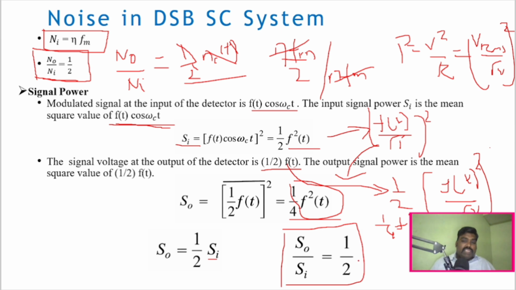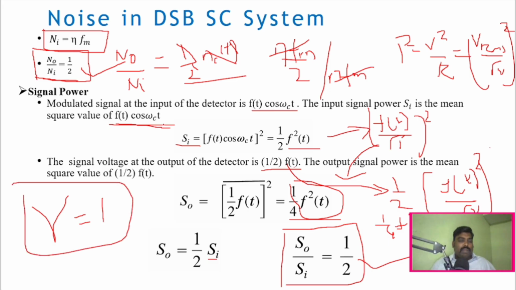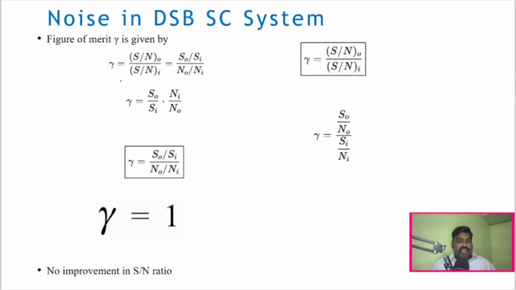Now you can see here S naught by Si, that is the ratio of signal output power to the signal input power, is equal to 1 by 2, and similarly the ratio of noise power at the output and the input is 1 by 2. And the figure of merit will be equal to 1. How is that? I am going to determine that. We know that figure of merit is the signal to noise ratio at the output to the input. So S naught divided by Si and N naught divided by Ni, and this can also be written as S naught divided by N naught, and Si divided by Ni.